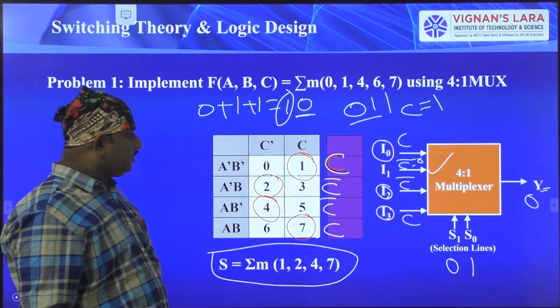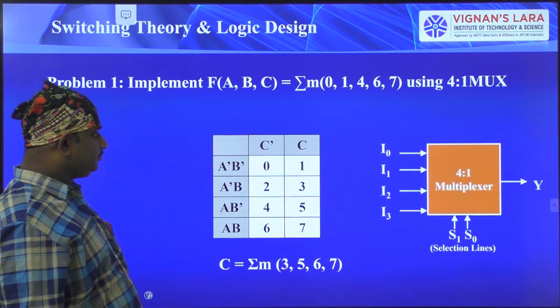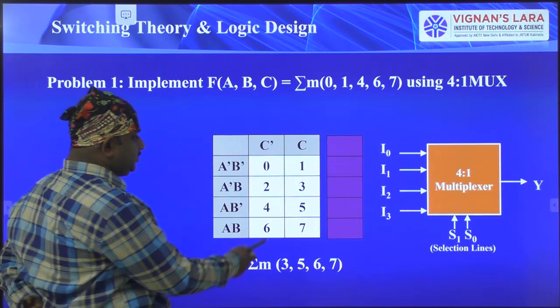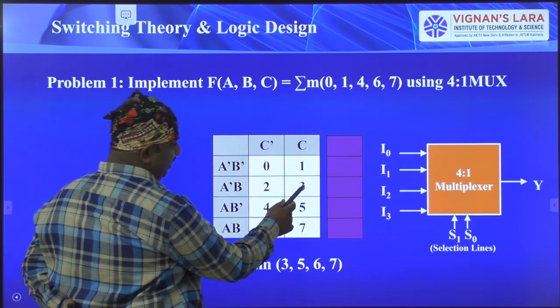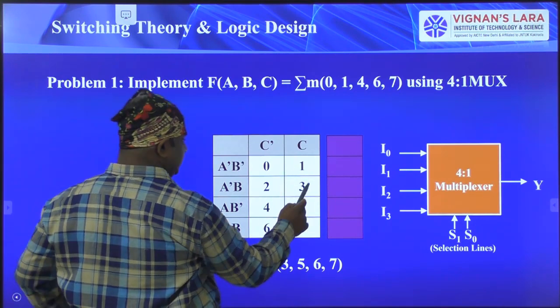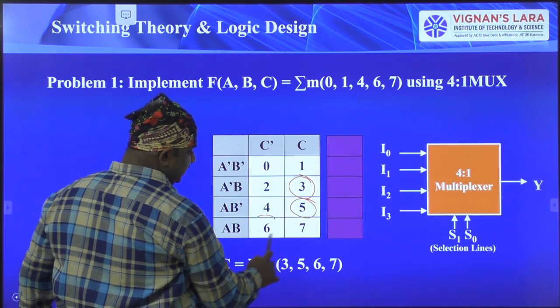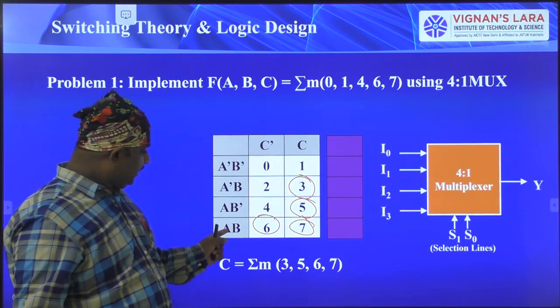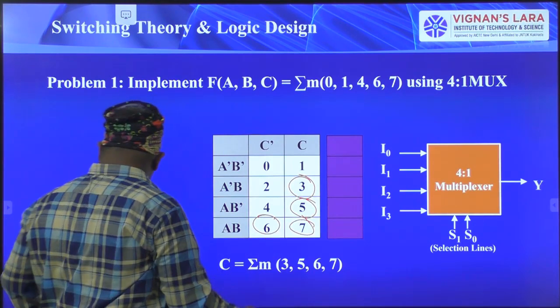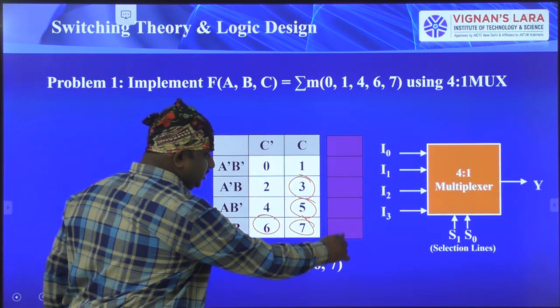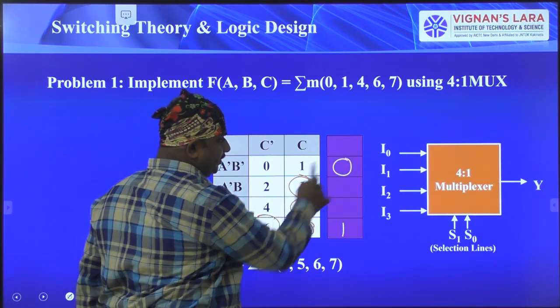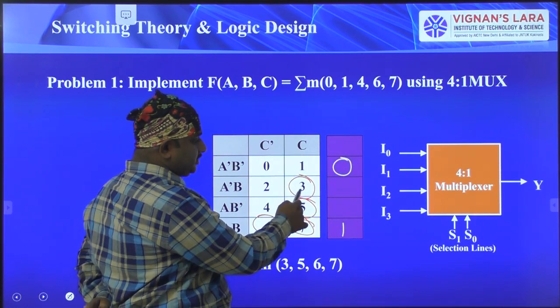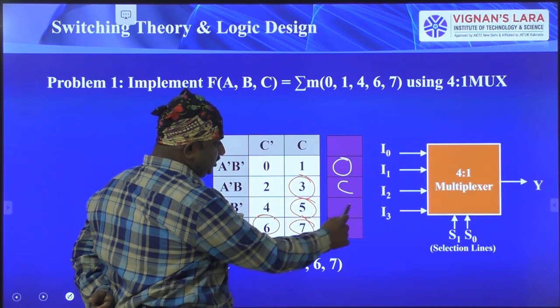Next, coming to the carry expression. For the carry expression, 3, 5, 6, 7 is given. Now represent 3, 5, 6, 7. Here AB is covered two times, so you represent this as 1. Where it is not covered, you represent 0. Now A bar B is covered only once, that is C, and this is also C.